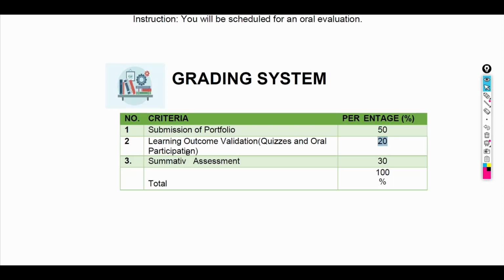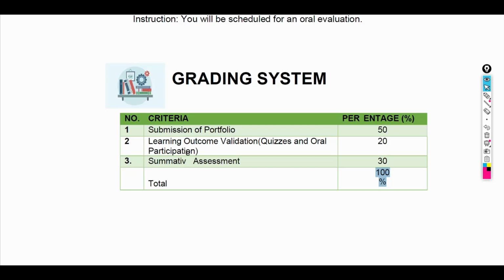And last will be the summative assessment. This will cover your midterm and final exam. The result for these two major exams will cover 30%, for a total of 100% of your semestral grade.